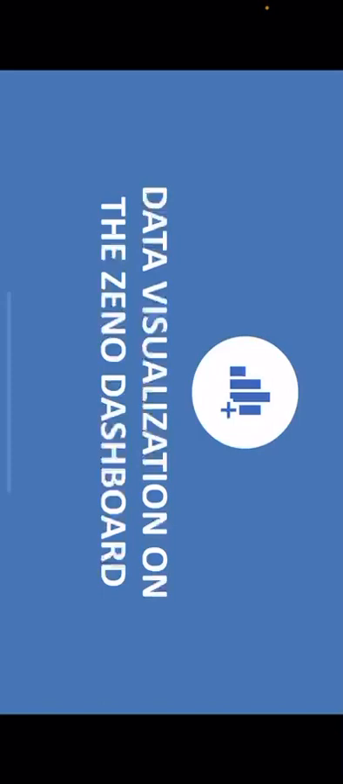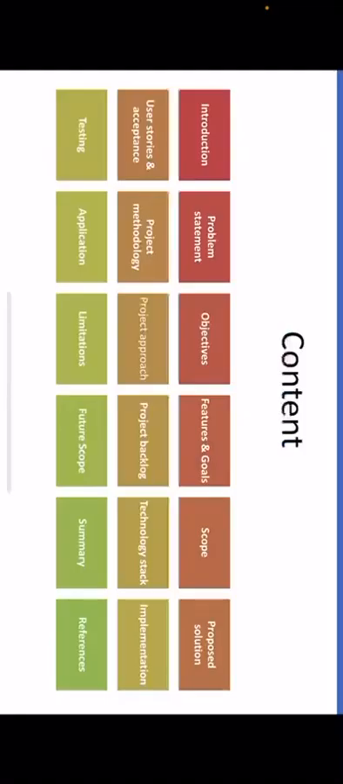Today I'm going to explain about the data visualization on the Geno dashboard. The contents are introduction, problem statements, objectives, features and goals, scope, the solutions we propose, user stories and acceptance, project methodology, project approach, project backlog, technological stack, implementation, testing, application, limitations, future scope, summary, and reference.